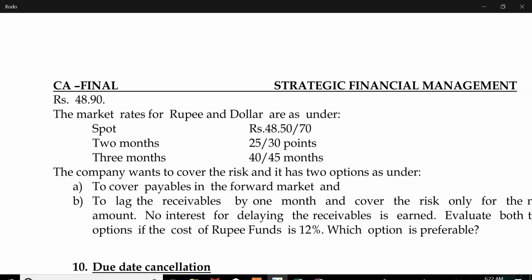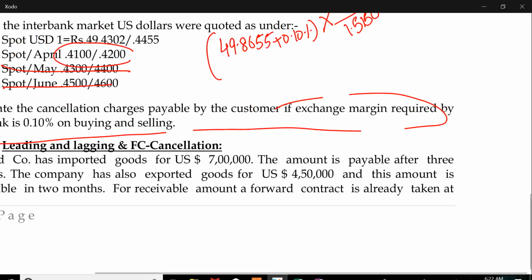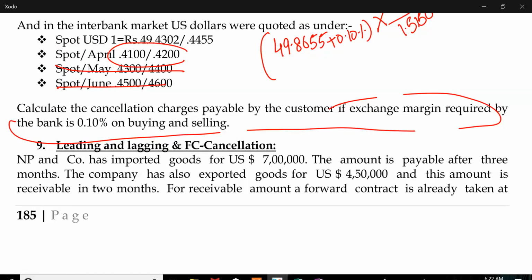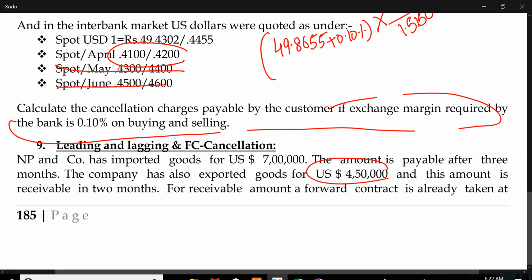Okay, now coming to this question, they've given details. What it is suggesting is, I have done an import of some $7 lakh, and I have also exported goods worth $4,50,000. But this 450 is going to be received in 2 months. This 7 lakh is going to be paid in 3 months.